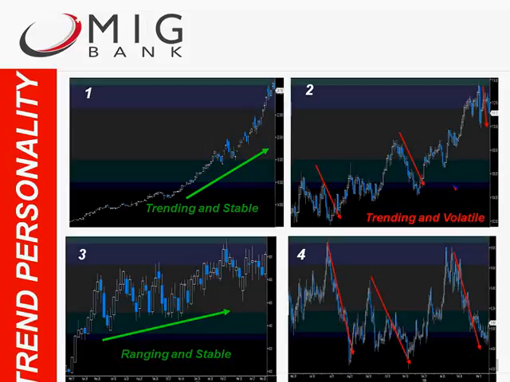Why does 4 not have any wording? That's a mistake on the presentation. It should be ranging and volatile. So chart 4 should be ranging and volatile. Is everyone clear on that?